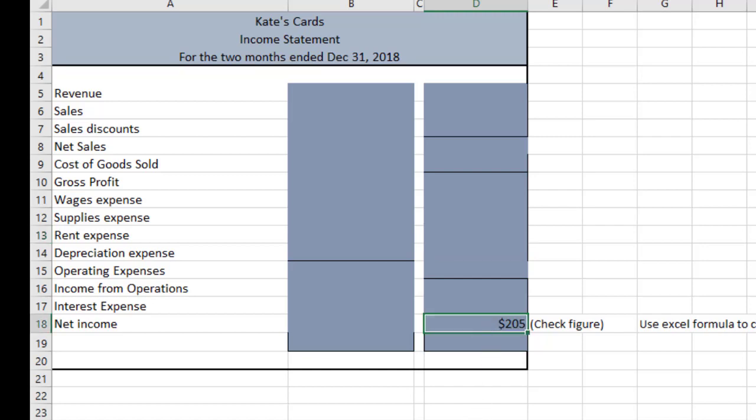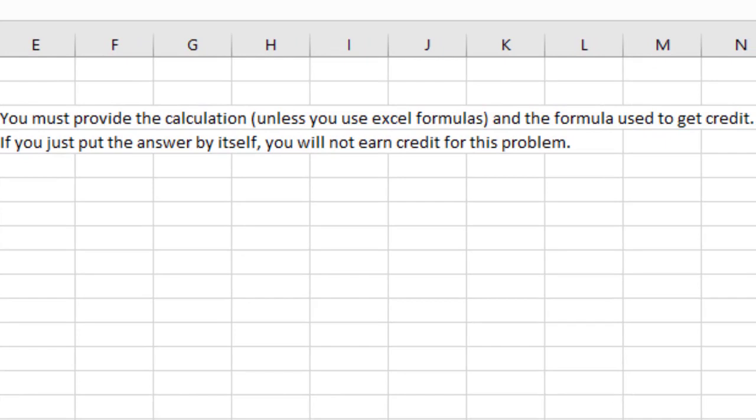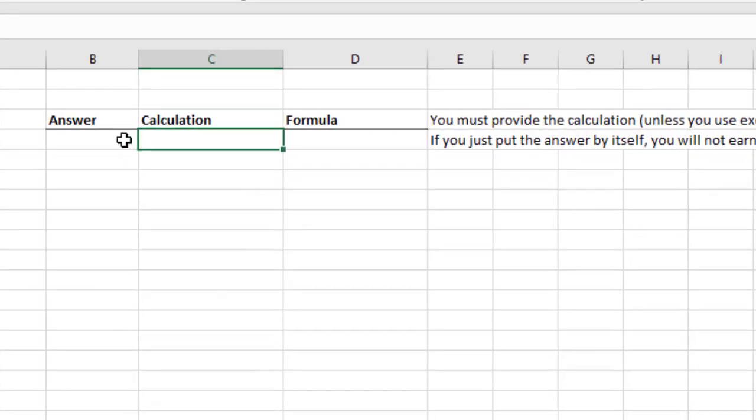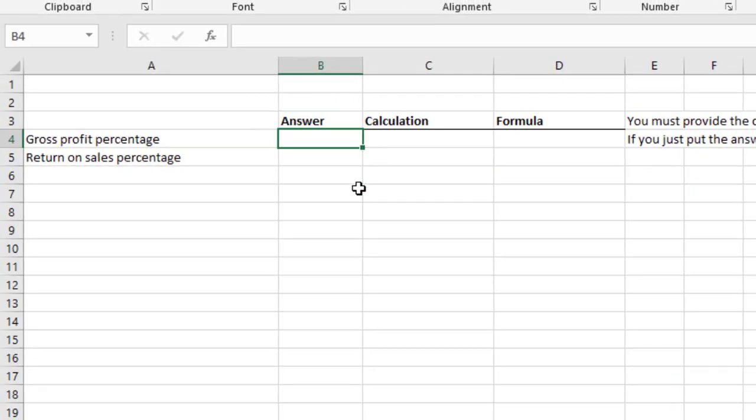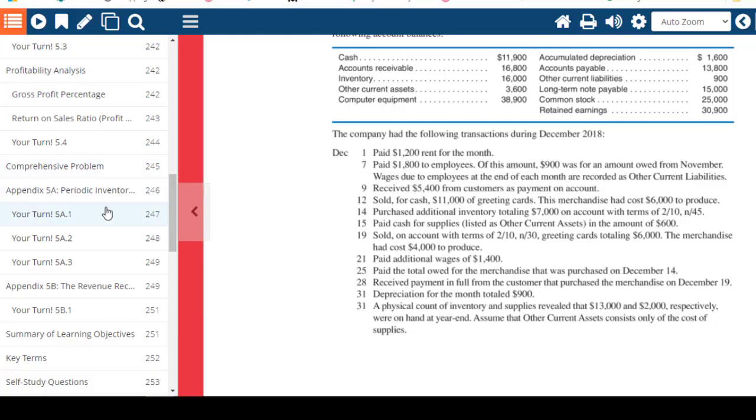And then finally part C is to do your calculation for your gross profit percentage and your sales percentage. Now you need to provide the calculation, but if you just put a number here for your answer, then you have to put the calculation in the formula. If you don't provide the calculation somehow, and then the answer, then you're not going to get credit. Now chapter 5 has a comprehensive problem and some your turn problems.